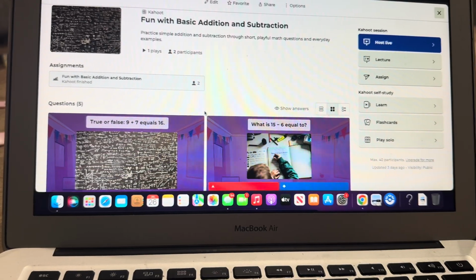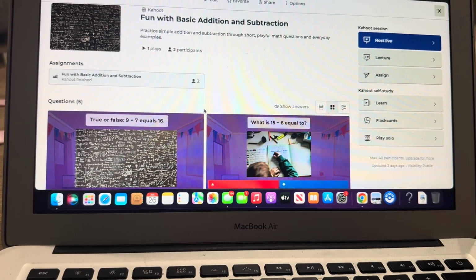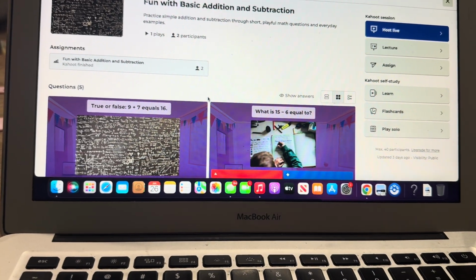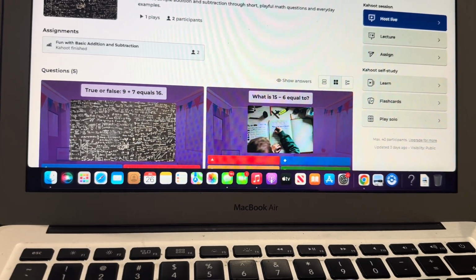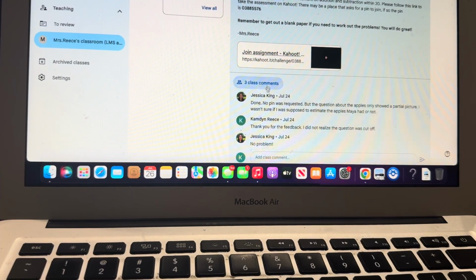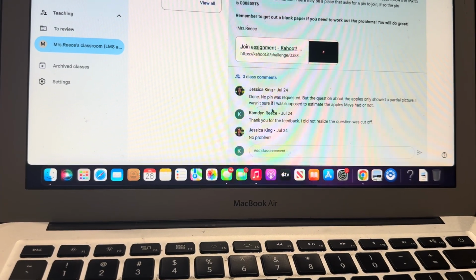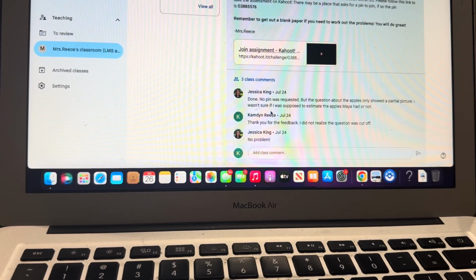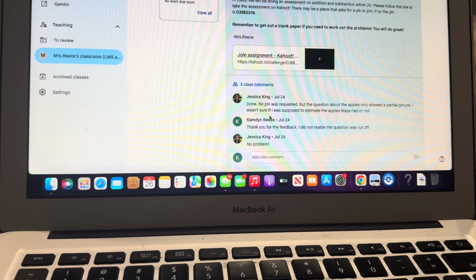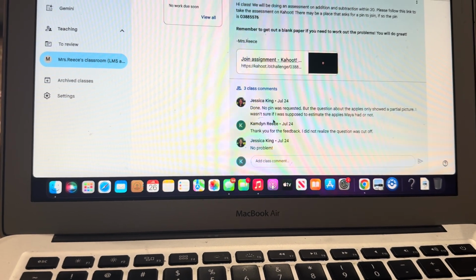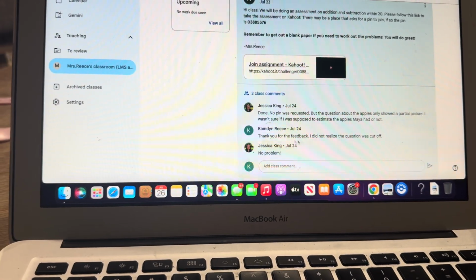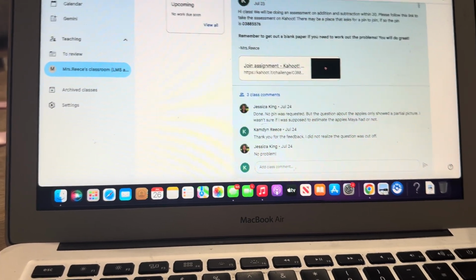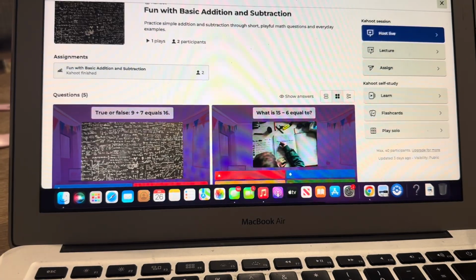But some things that go with the standards are the immediate feedback I could see, and then also the results. And one of my students actually came on here and let me know that she did it, that the pin wasn't requested, but one of the questions only showed a partial picture and it wasn't actually a full question. So then I went back, and that was my mistake for not looking at it all the way through. And I just said, thank you for that feedback. I didn't realize the question was cut off. And then for that one, I obviously wouldn't count that question because they weren't able to answer it.